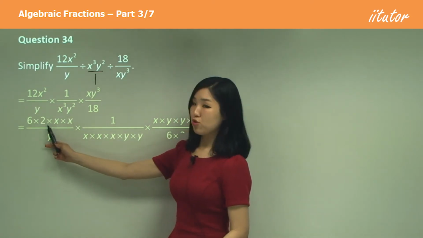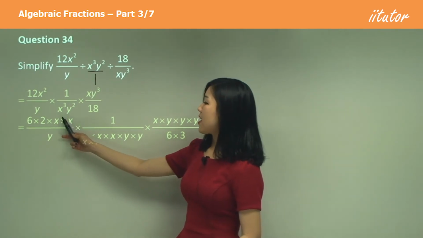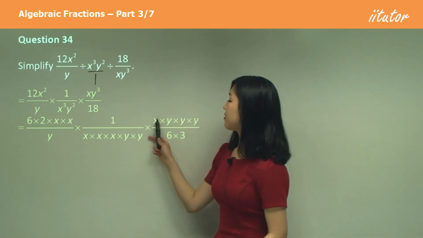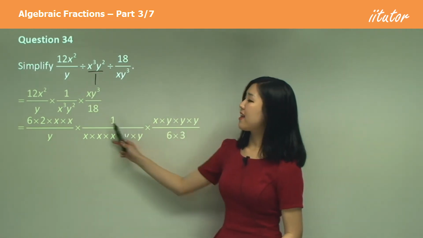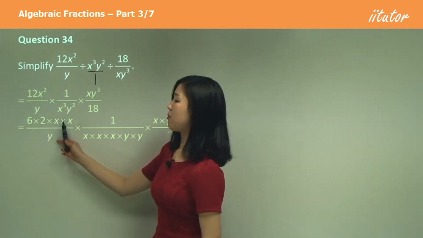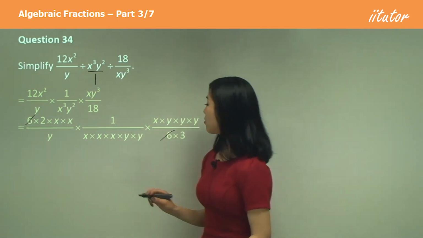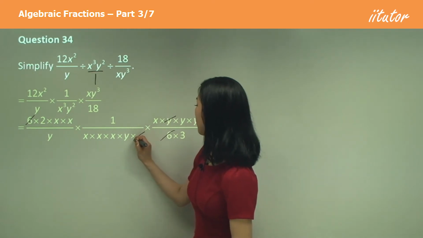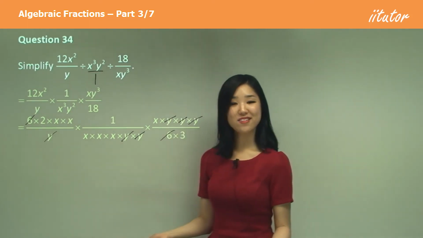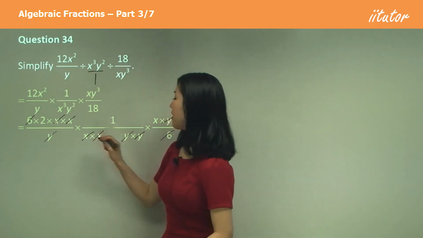12 is 6 times 2, and x squared is x times x, isn't it? And we can see that x cubed is x, y squared is y, x, y cubed is y, and 18 is 6 times 3. Again, I did it 6 times 3 and 6 times 2 because I can cancel out the 6's, can't I? And then the y, see I can cancel this y and this y, this y and this y, this y and also this y. So all the y's just cancel out like that. And here, x cancel out, x cancel out.